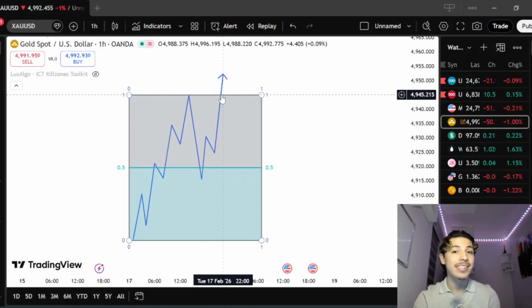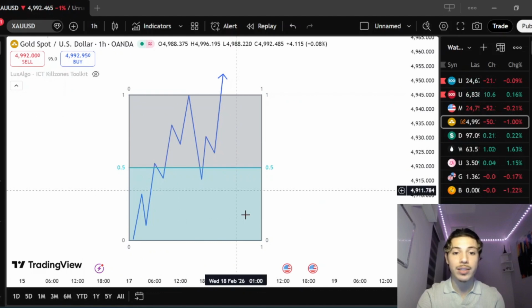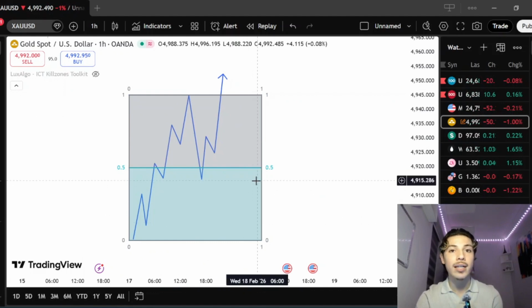Now, this works the exact same for when we're looking for sells. We just simply mark out our swing high to the swing low, wait for price to come into the midpoint, equilibrium, and then we look for sells. It's the exact same concept. And trust me, I'm about to show you exactly how this works.